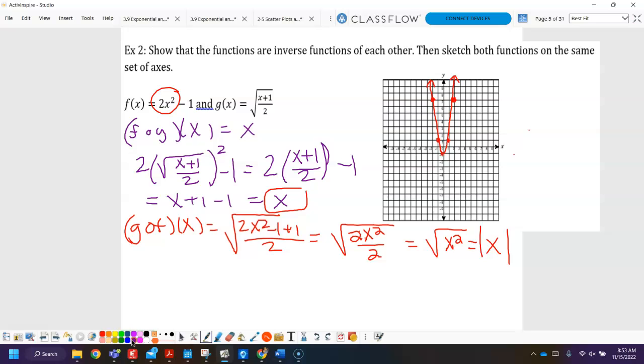And if you plug -1 in here, you get -1 plus 1 is 0, 0 divided by 2 is 0, or 0 is 0. So you can confirm that algebraically. And then if you have the point (-1, 1), the inverse point should be (1, -1).